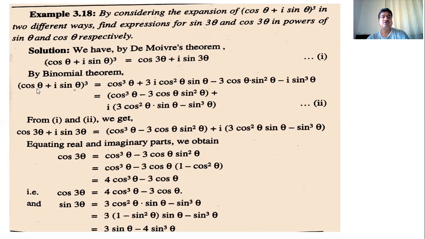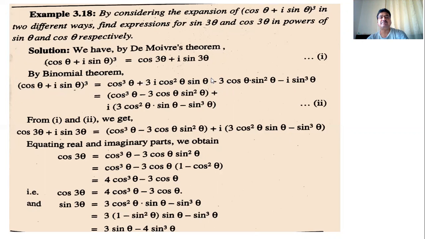So (cos theta plus i sin theta) raised to 3 is cos cube theta plus 3 cos square theta into i sin theta, that is, 3 times the square of this into this. The next term is plus 3 cos theta into i square sin square theta. So what is i square? i square is minus 1, that's why this term is negative.